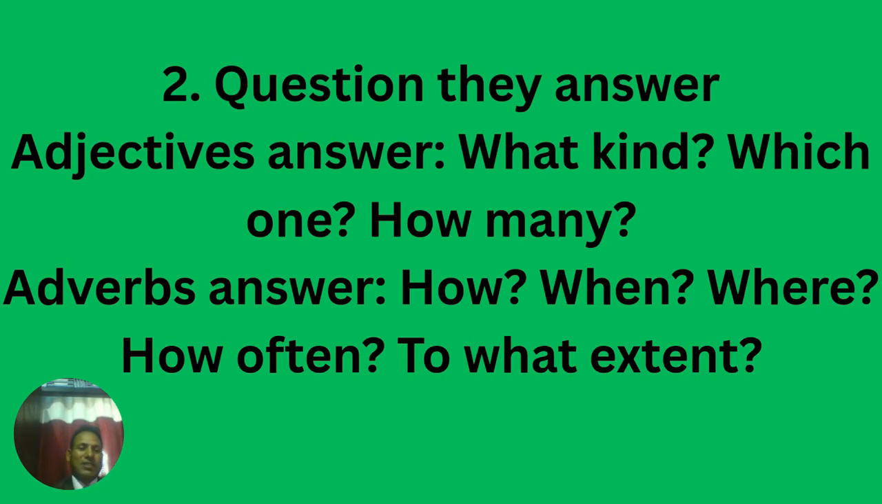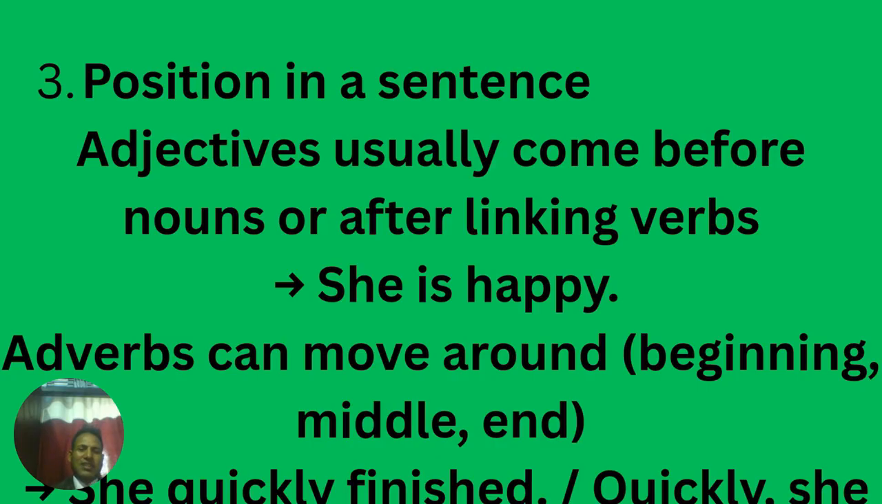If we go about the questions they answer, adjectives answer what kind, which one, and how many, whereas adverbs answer how, when, where, how often, and to what extent. If we search the answers of these questions, what kind, which one, and how many can be related with adjectives. Whereas if we get the answer of how, when, where, how often, or to what extent, it can easily be termed as adverbs.